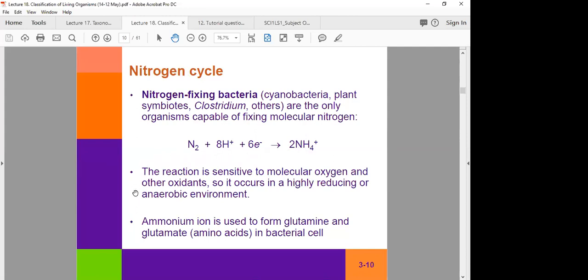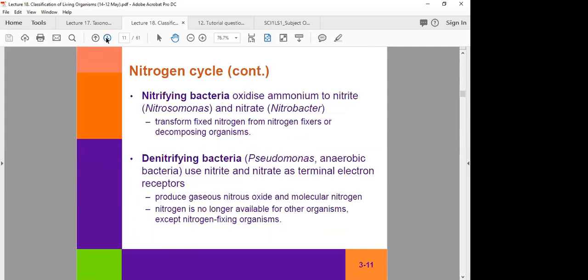So it tends to occur in specialised cells that are virtually impermeable to atmospheric oxygen. All right, what happens once nitrogen is fixed into ammonium ions? That ammonium ion is then incorporated into certain amino acids, for example, glutamine and glutamate in the bacterial cell. And then in that form, the nitrogen or those amino acids can be converted into other nitrogen-containing compounds.